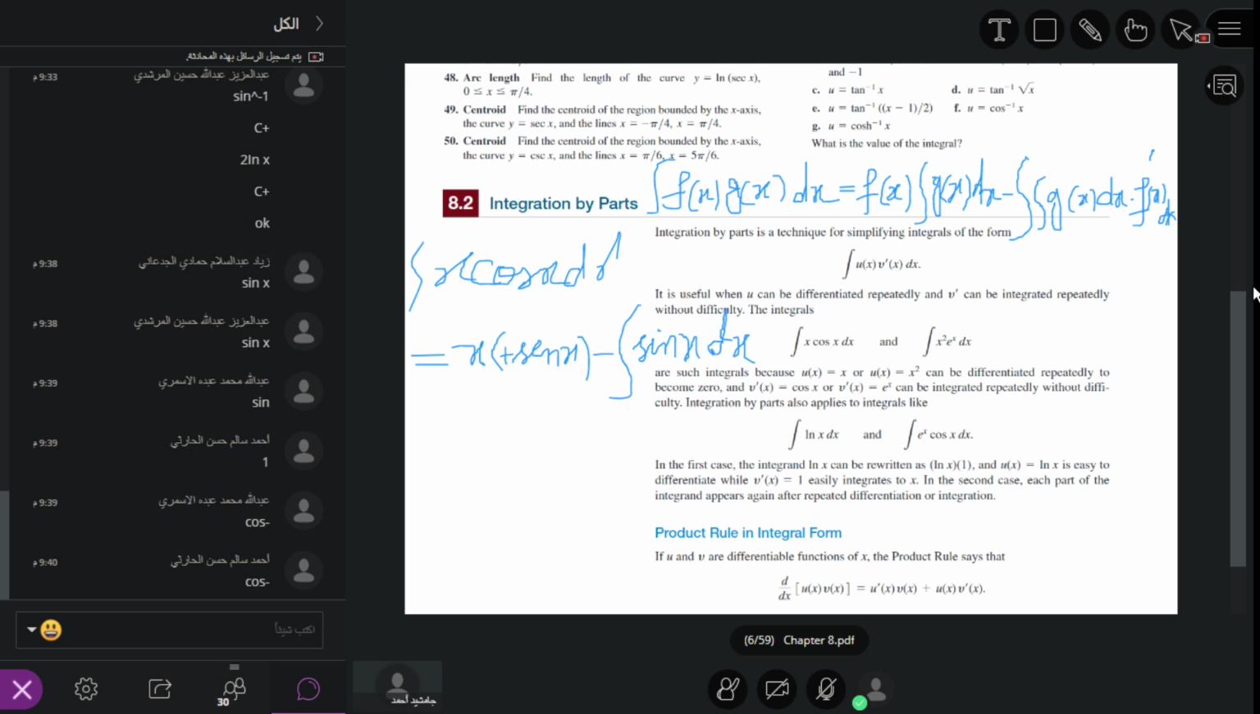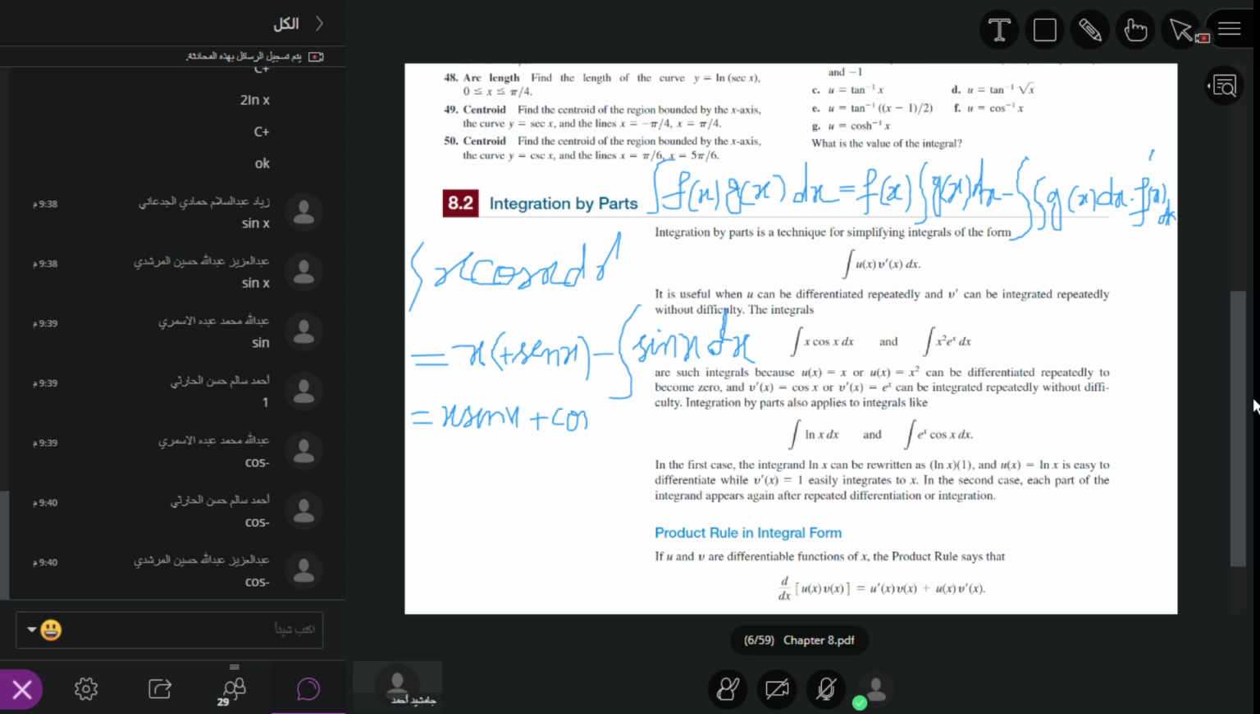It is equal to minus cosine. Yes, it is equal to minus cosine. Thus we get x sine x plus cosine x plus constant, because minus minus we get plus.